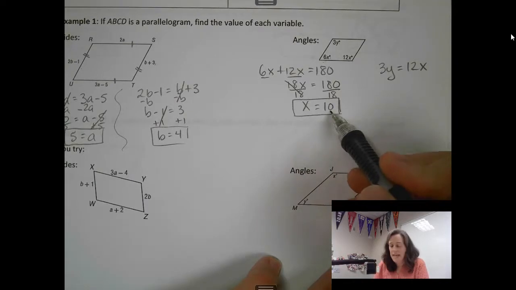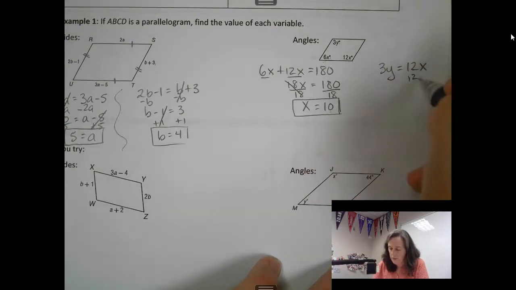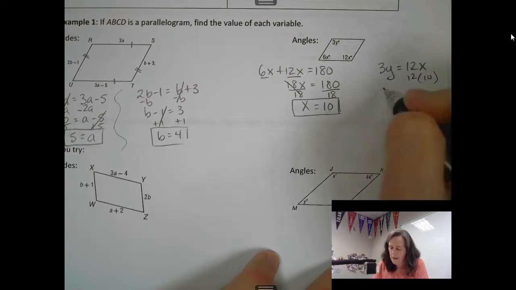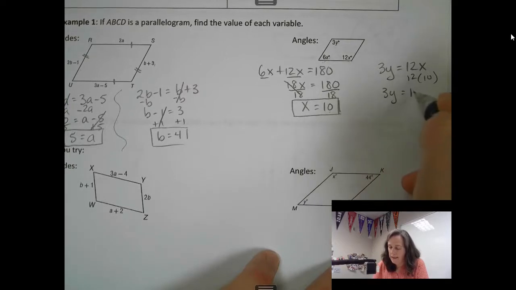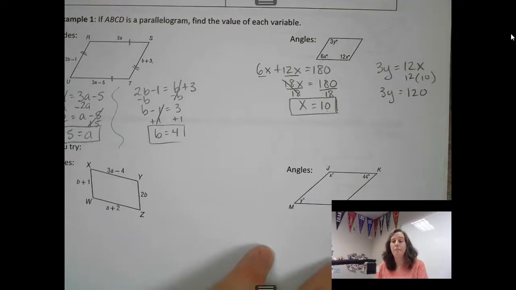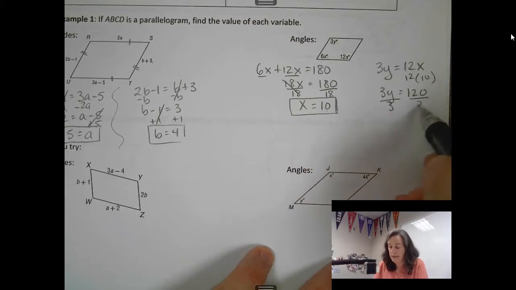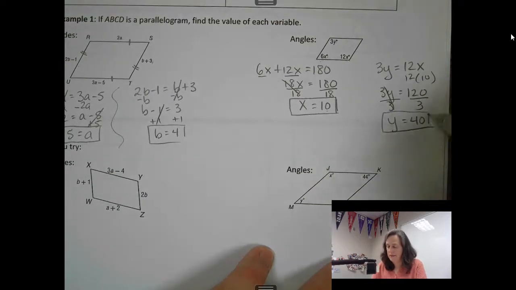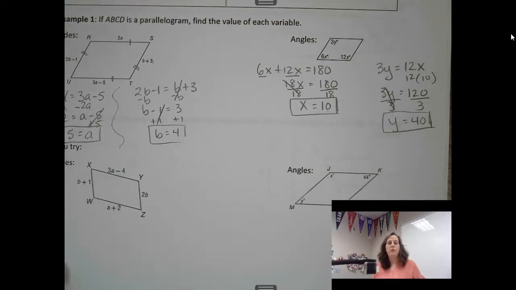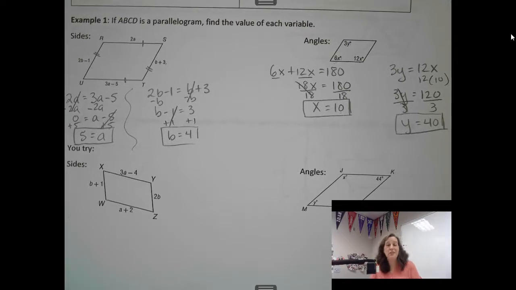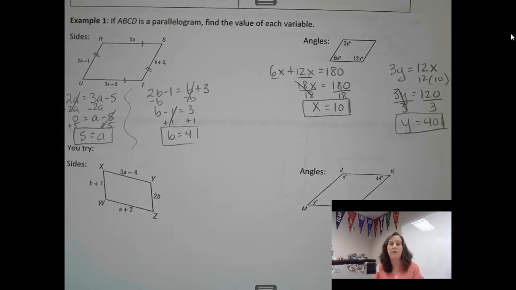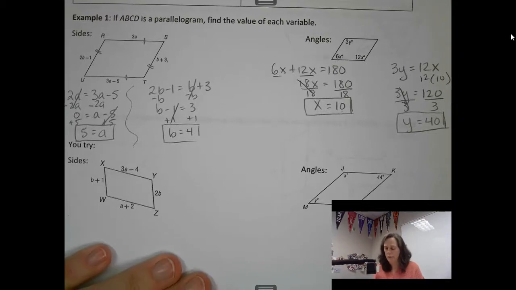I know x is 10, so I'll plug that in, 12 times 10. And that means 3y equals 120. But I just want one y, so we'll divide. Y equals 40. Okay, now, one nice thing about having this on a video is if you need to rewind and watch it again, if I'm going too fast, go back, watch it again. See that one more time.